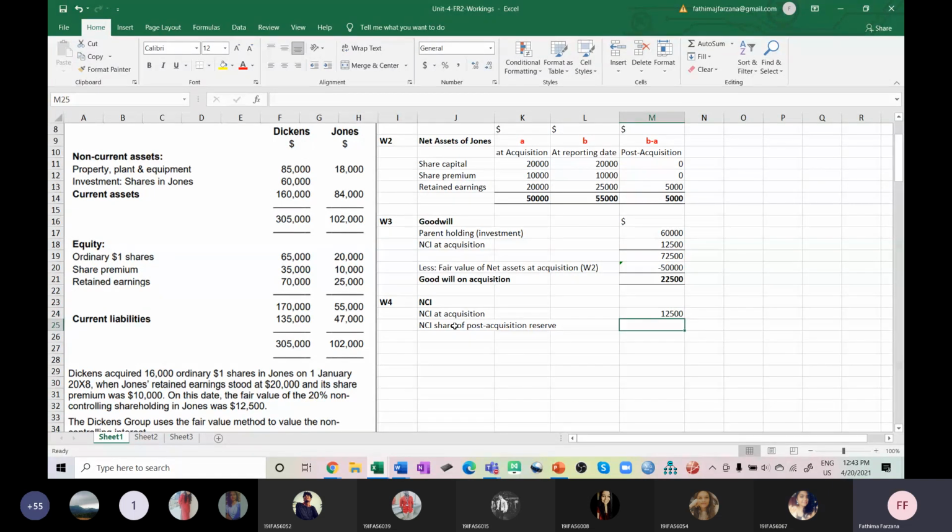Then non-controlling interest share of post-acquisition profit. Where is the post-acquisition profit given? Working note 2. How much is it? 5,000, right? Does this entire 5,000 belong to the non-controlling interest? No, 20%, right? So 5,000 into 20% belongs to the non-controlling interest.